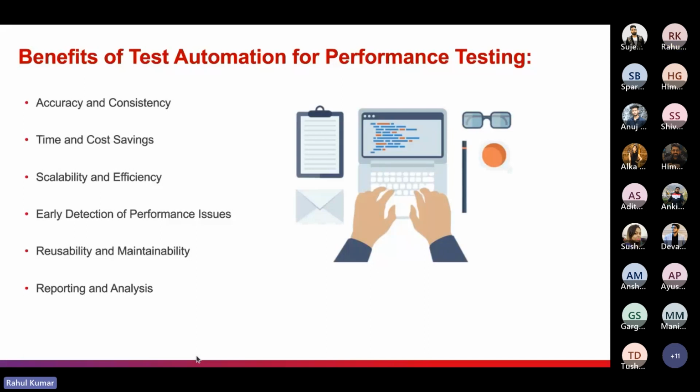The last one, reporting and analysis. Test automation tools provide comprehensive performance reports and metrics that facilitate a detailed analysis of the system performance. The performance metrics contain response time, throughput, error rate, and resource utilization, which are automatically captured and presented in a structured manner. So after the execution of the performance test, we will get a detailed report, so we can analyze and improve how we enhance performance testing for the future.